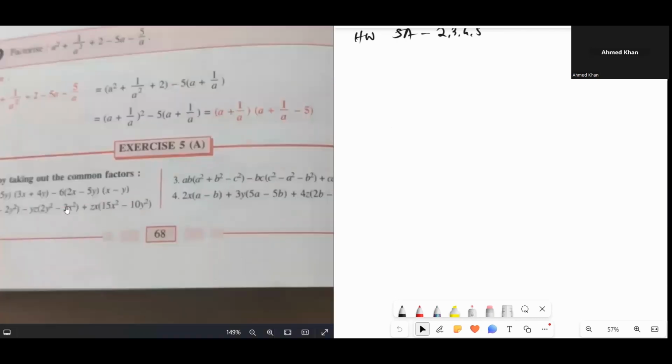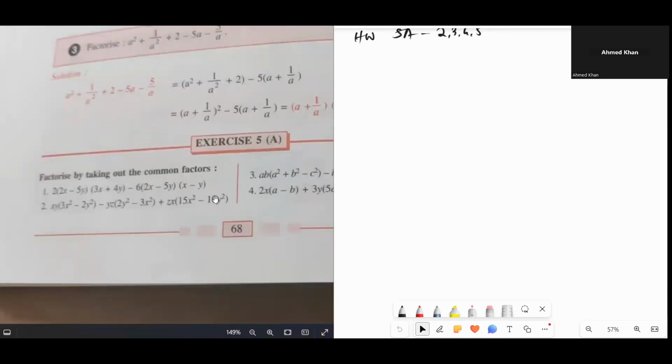Okay. So yesterday, what we saw is, in the whole, what do you call this? Is it an equation or is it an expression? It's not an equation, it's an expression. What is an equation? An equation will have an equal to sign. If it doesn't have an equal to sign, then it's called an expression. So here we are factorizing the expression by taking out the common factors in the whole expression.